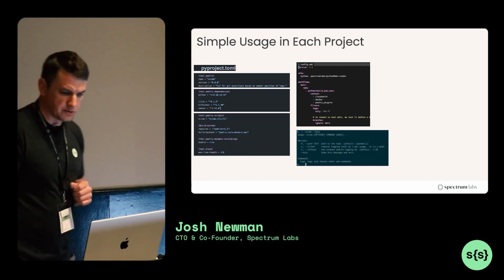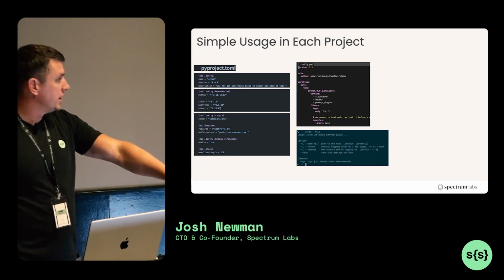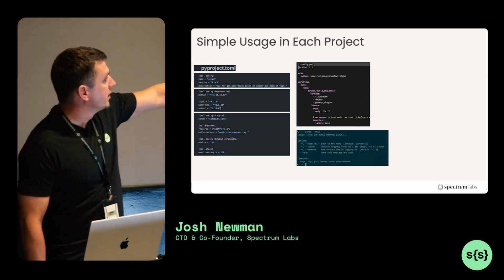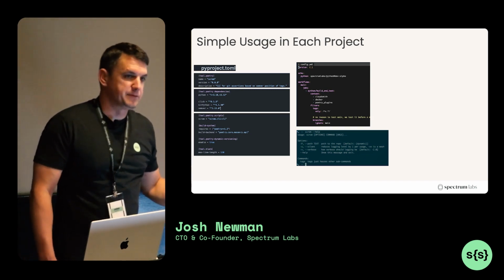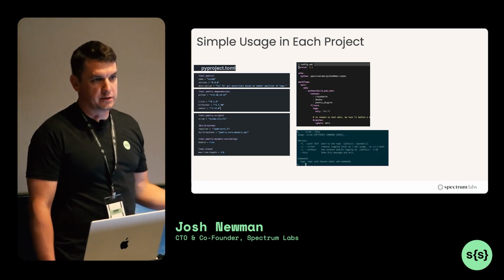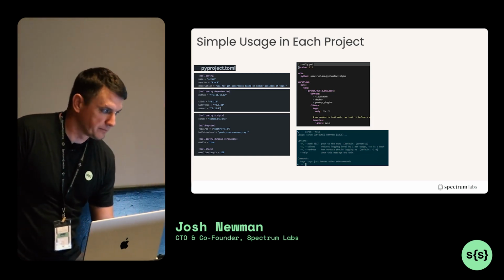Okay, so simple usage across each project. This is basically these two blobs here. I redacted some stuff because you don't need to know about it. But those two blobs are basically what happens in your project, and you get all these multi-builds. So you can get a library build, you can get a binary, you can get a Docker image. All this sort of stuff is what we're going for here, right?